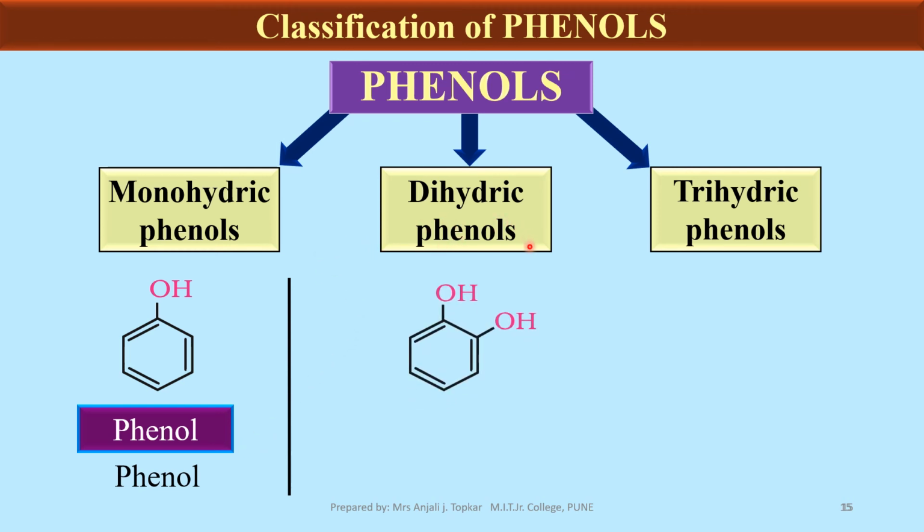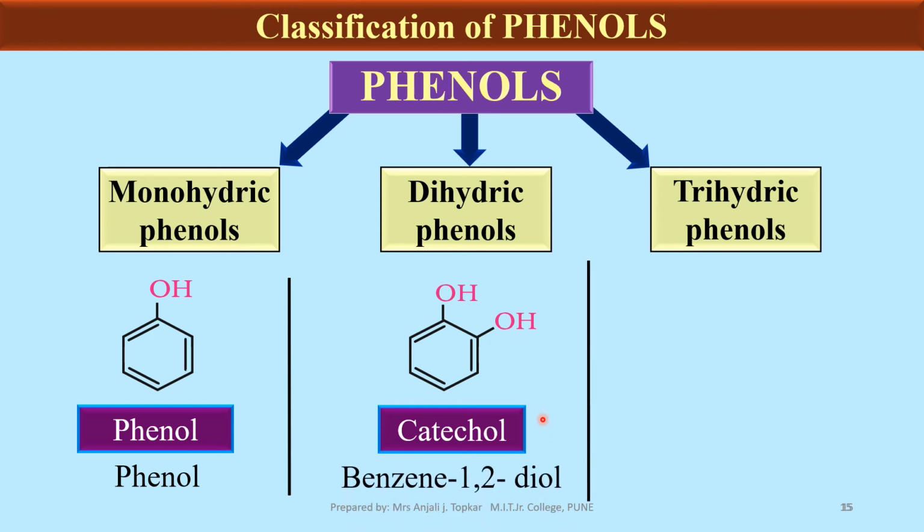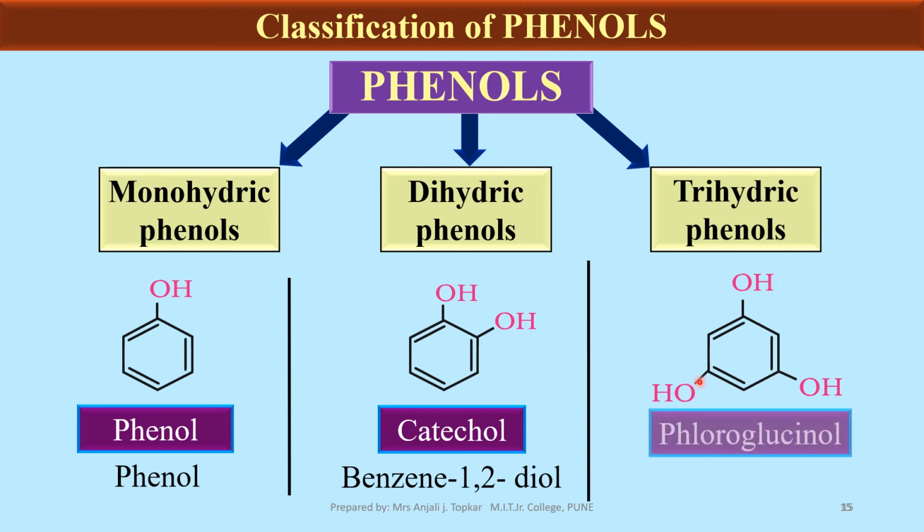Dihydric phenol contains two OH groups, di indicating two. Name of the compound is catechol. It is also named as benzene 1,2-diol. Let's talk about trihydric phenols. These compounds contain three OH groups. Name of the compound is fluoroglucinol, and it is also named as benzene 1,3,5-triol.